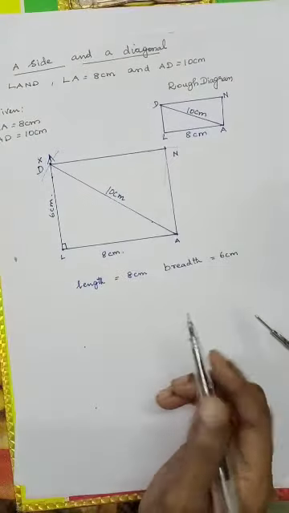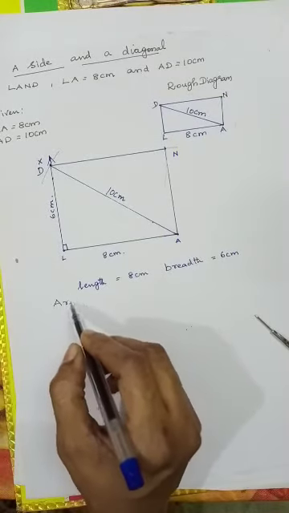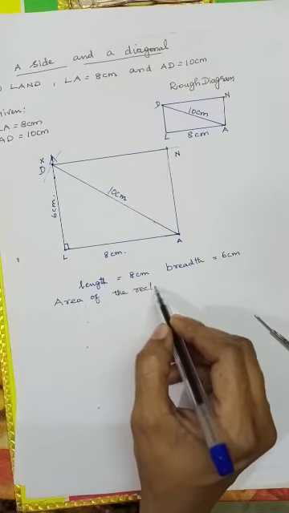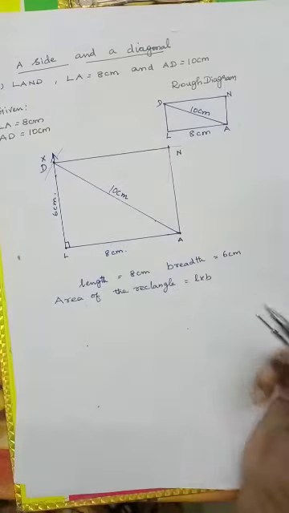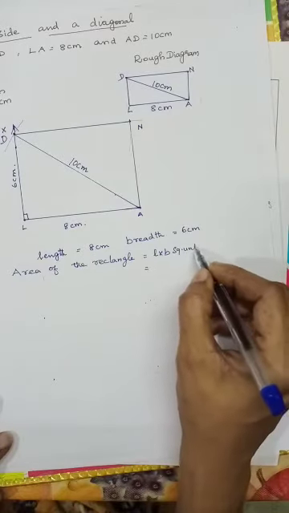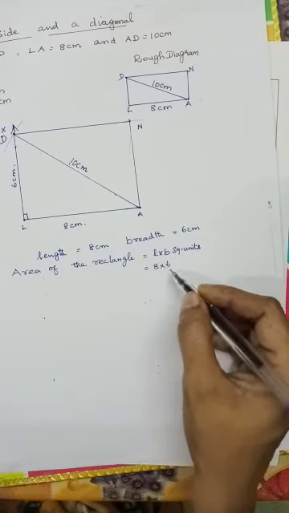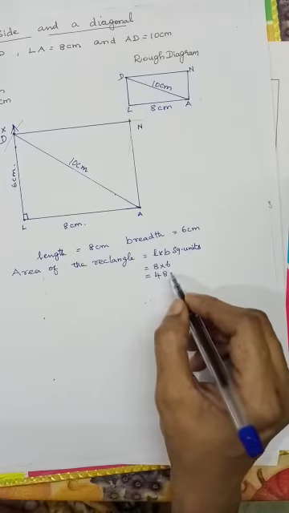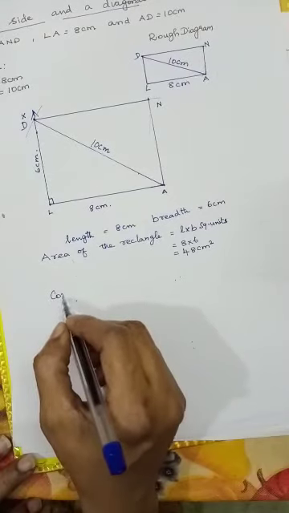For finding the area, we need only L and B, isn't it? So, area of the rectangle is equal to L into B. Okay. That square units. So 8 into 6. 8 6 are, yes, 48 centimeter square. Now we shall write the construction.